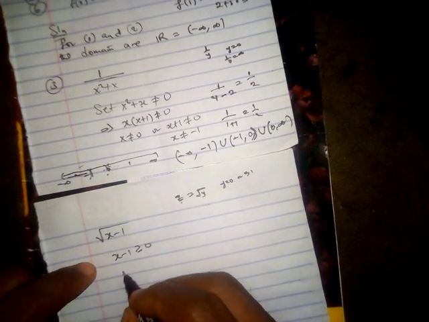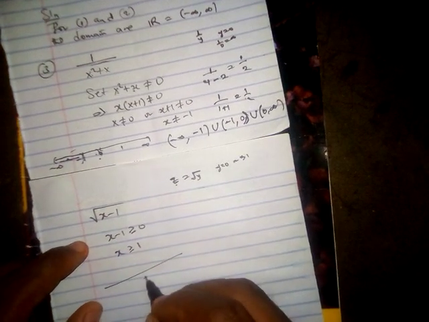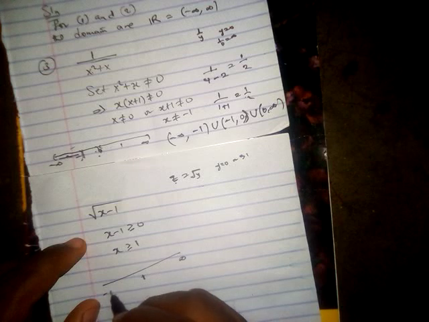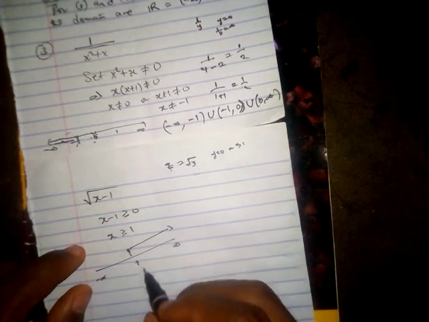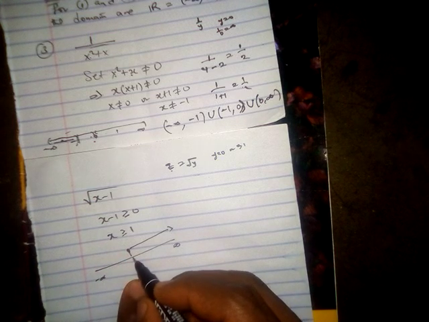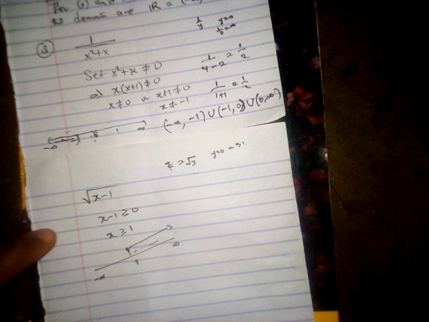So this implies that x is greater than or equal to what? 1. So if we draw this, we have 1, this is infinity, this is minus infinity. So from our inequality, we know that x is greater than or equal to 1. It's talking about values in this point, now including 1.